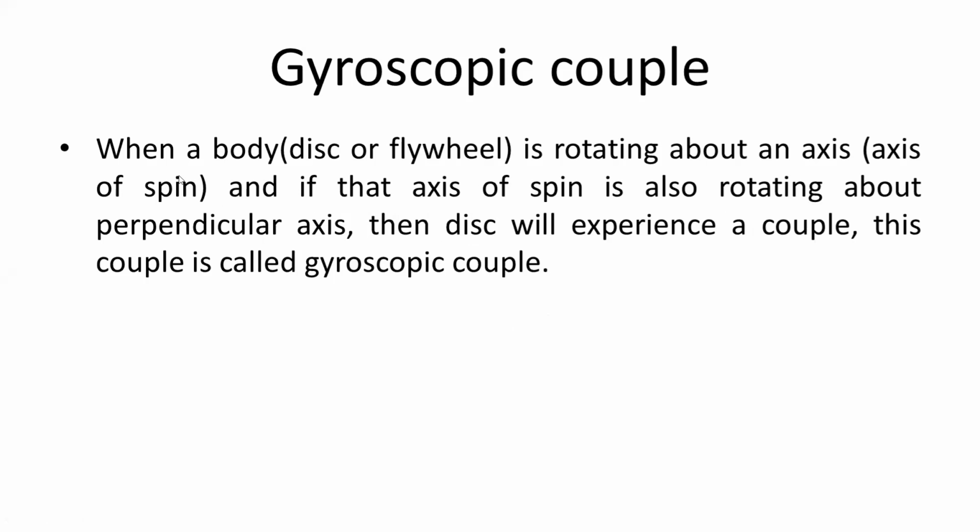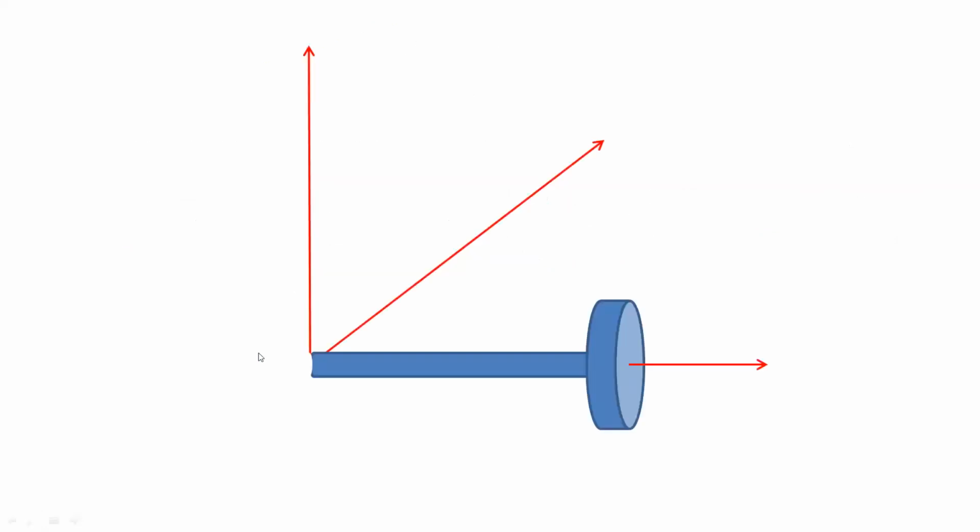When a body, that is a disc or flywheel, is rotating about an axis, that is called the axis of spin, and if that axis of spin is also rotating about a perpendicular axis, then the disc or flywheel will experience a couple. This couple is called a gyroscopic couple. Here we can understand the meaning of gyroscopic couple.